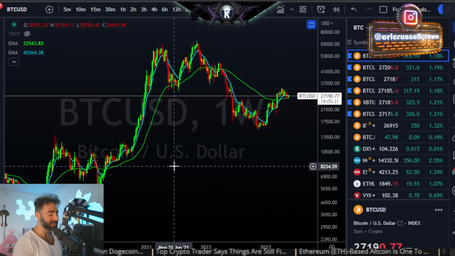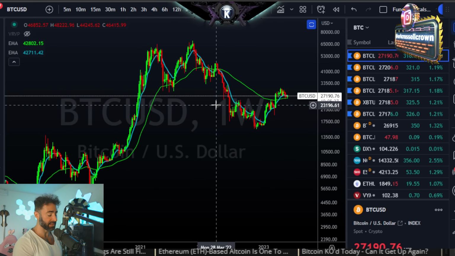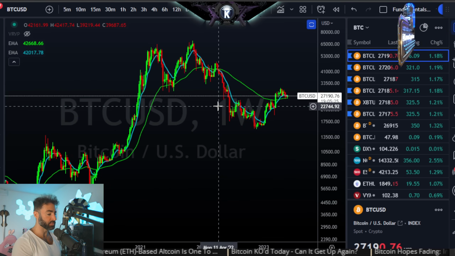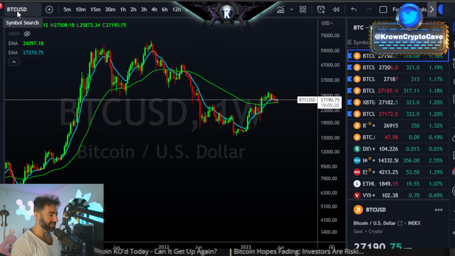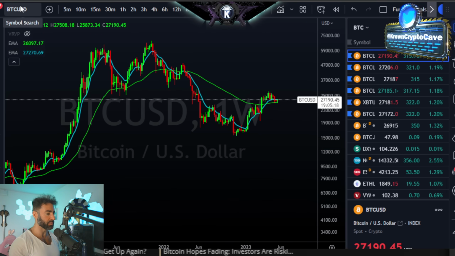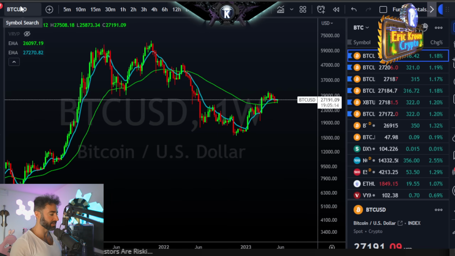Anyways, you get the point. This is kind of like a sticky area, if you will. And it's looking more and more like the Bitcoin bulls are probably going to take over from here. I do think the Bitcoin bears had the ball in their court this past week, and they didn't really do anything with it.